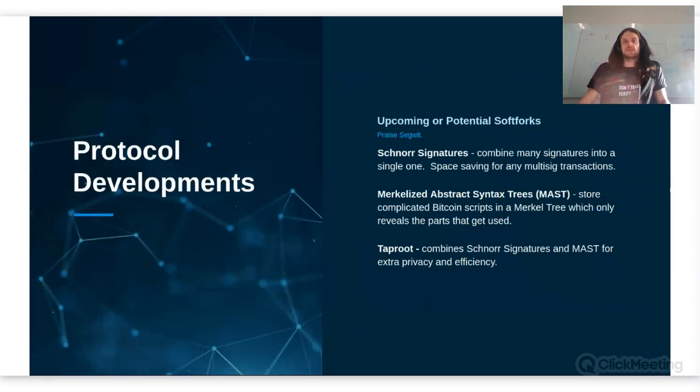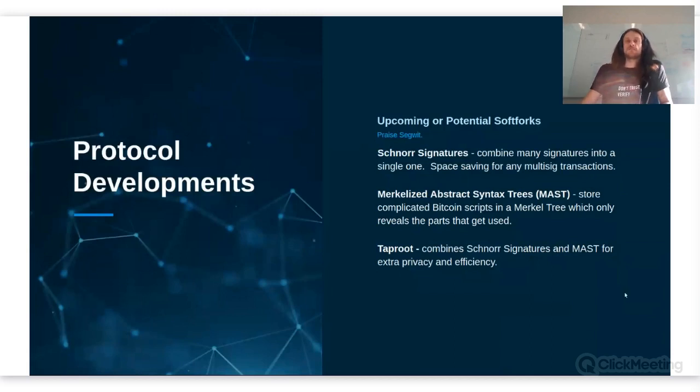Now, last thing we're going to talk about is some protocol developments coming up. Several of these recently got assigned BIP numbers, so they're kind of on the horizon. So they're Schnorr signatures. This is a way of combining many signatures into one. So you can basically add up signatures 1, 2, and 3 into a single signature. So this means space saving for multi-signature transactions.